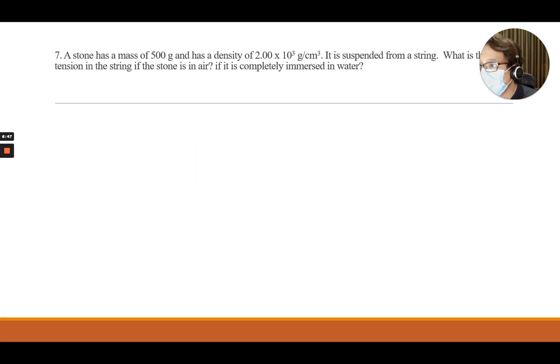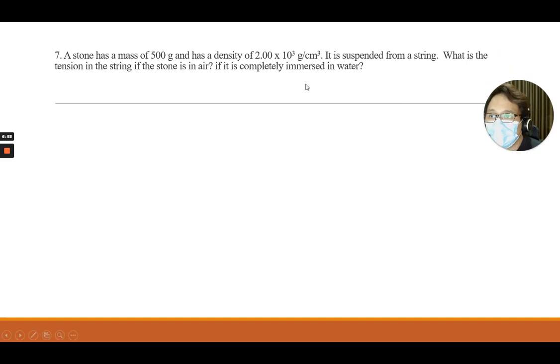Okay? Number 7. A stone has a mass of 500 grams and has a density of 2.00 times 10 raised to the third gram per cm cube. So it's CGS, no? It is suspended from a string. What is the tension in the string if the stone is in air or if it is completely immersed in water? So pag nakahang. In here, we are given the mass and density. We can compute for the volume. Okay, the volume is equal to mass divided by density.